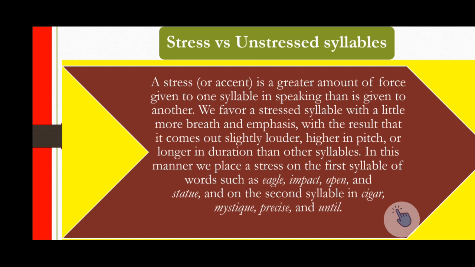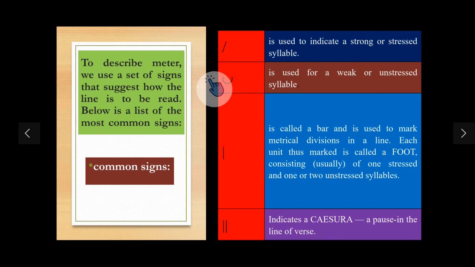which is the exact pronunciation of until. Here we have a complete chart of the most common signs which are used in English poetry. So let's discuss. To describe meter, we use a set of signs that suggest how the line is to be read. Below is a list of the most common signs. So these are the most common signs. This is the first sign. You can see here that this sign is used to indicate a strong or stressed syllable in a line of poetry.